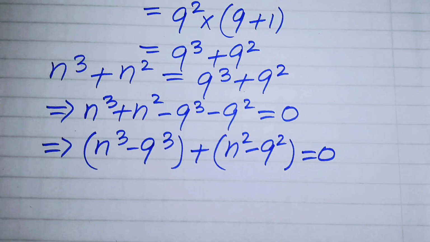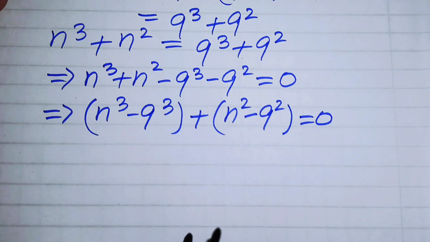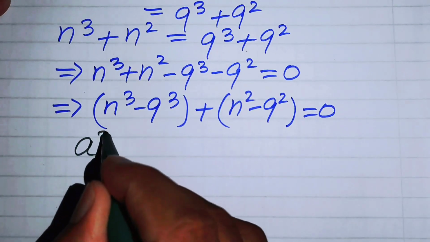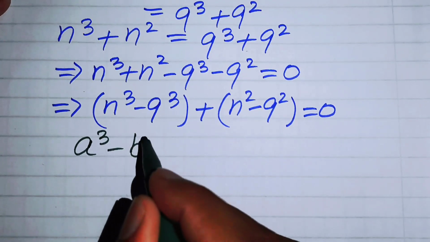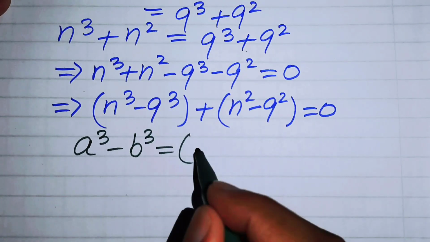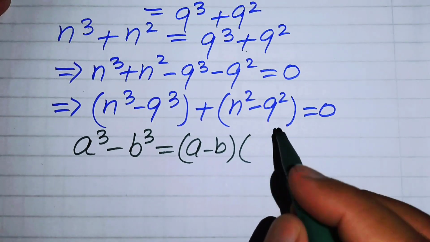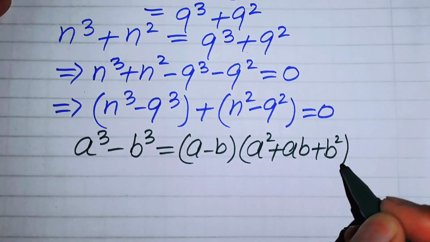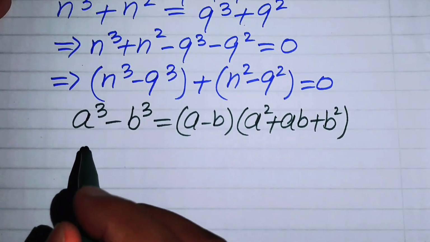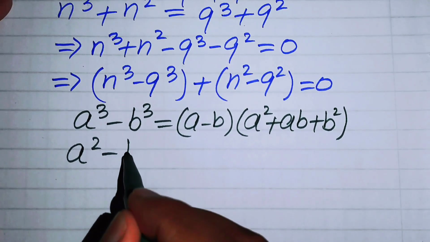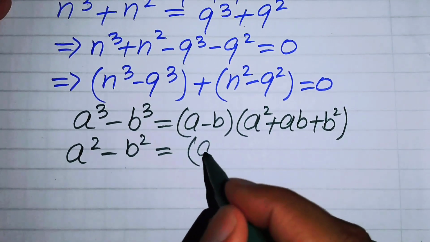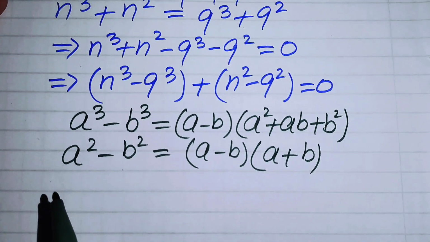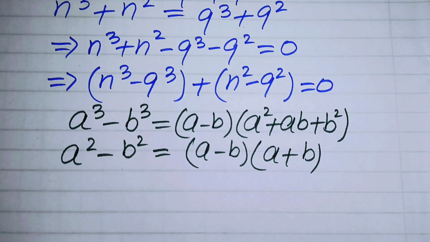After this step I can use two nice formulas, one is the cubic and the other is the square identity. You know the cubic formula: if you have a cubed minus b cubed, it is equal to a minus b times a squared plus ab plus b squared. And the other formula which I can apply here is a squared minus b squared, which is equal to a minus b times a plus b. So now I can use these two formulas in the above expression.